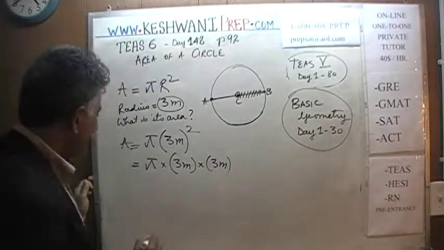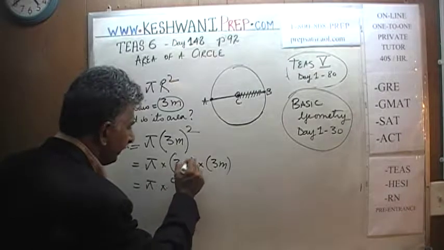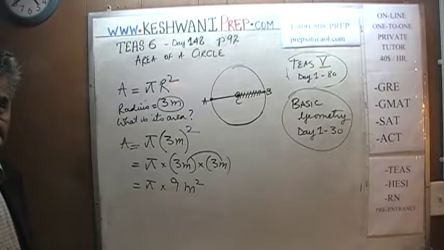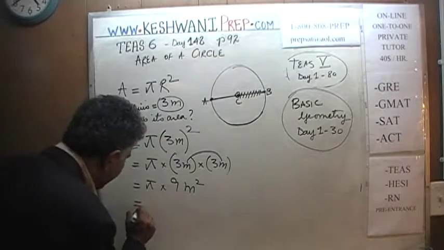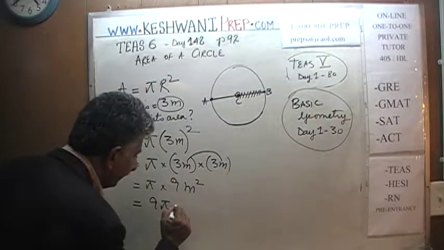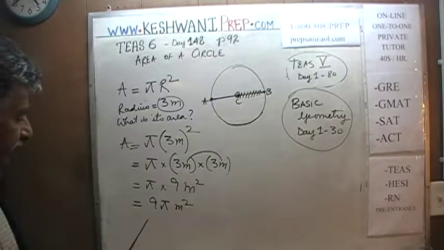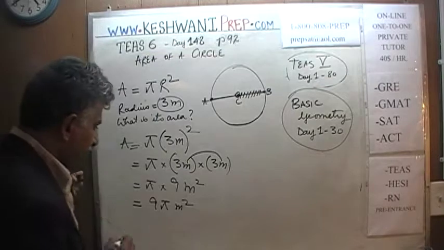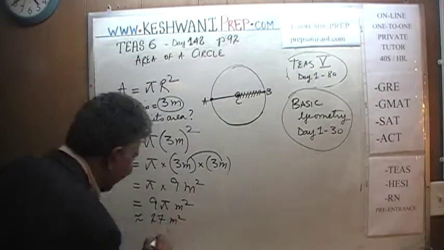3 times 3 is 9, so we have pi times 9, and then meters times meters is going to be meters squared. You could leave it like this, there's nothing wrong with it, but the convention dictates that we write the numerical value first, then the constant, and then the unit: 9 pi meters squared. You can just leave it like that, or you can say that it is approximately 27 meters squared.